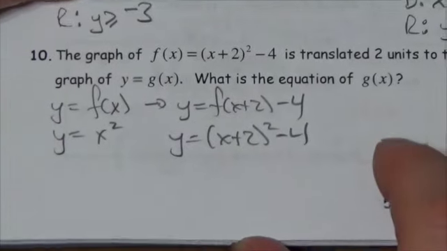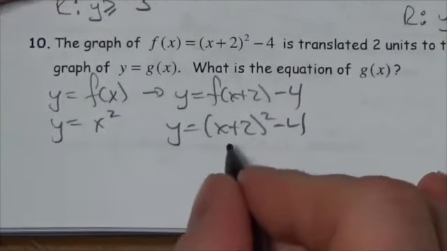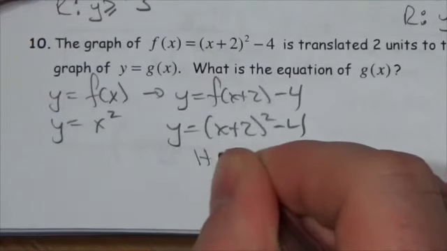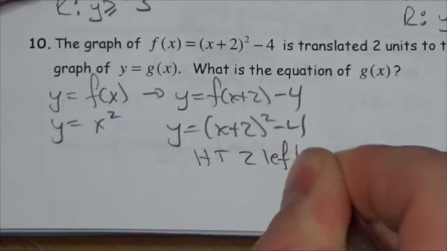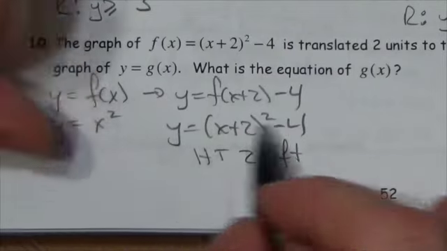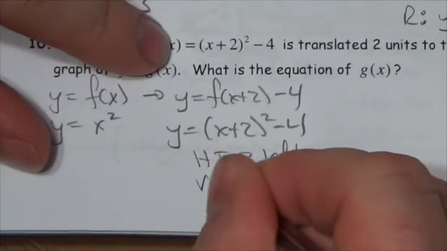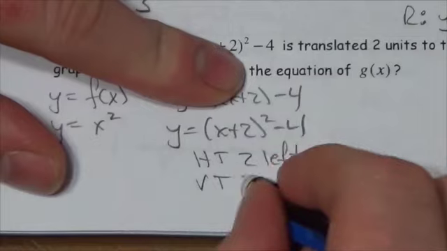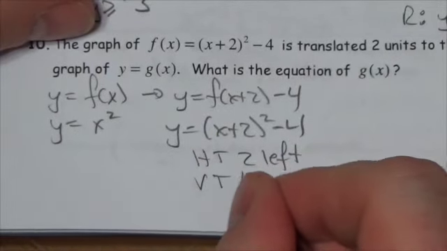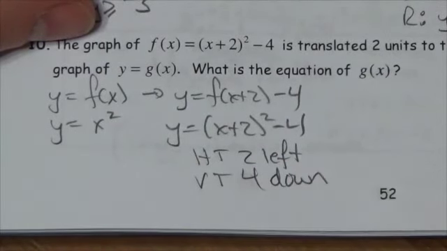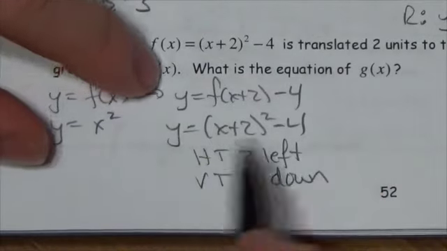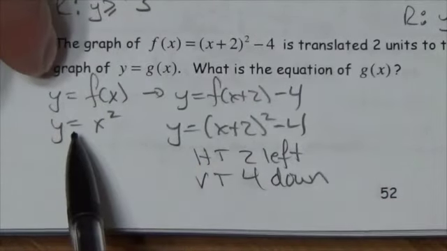Now, what we've done here, to get x by itself, I'd have to subtract 2. So this is a horizontal translation 2 to the left. And to get the y by itself, I must have subtracted 4. So this is a vertical translation. Oops, sorry, I was going to write 2. I mean 4 down. Okay, now that's how this function compares to the original.